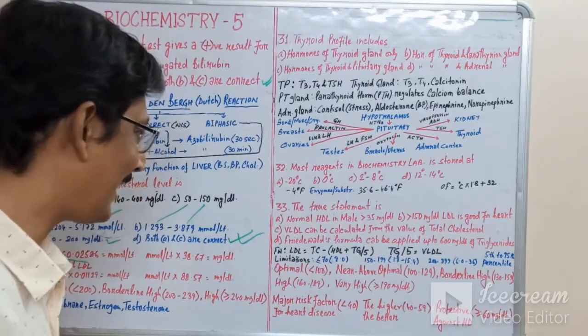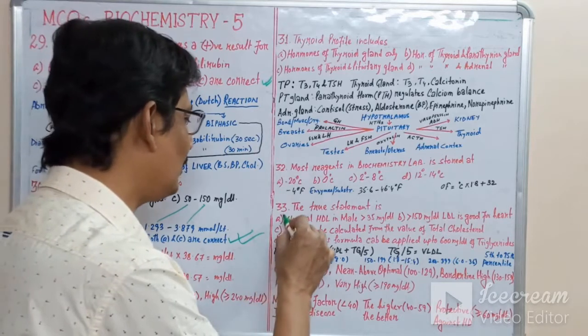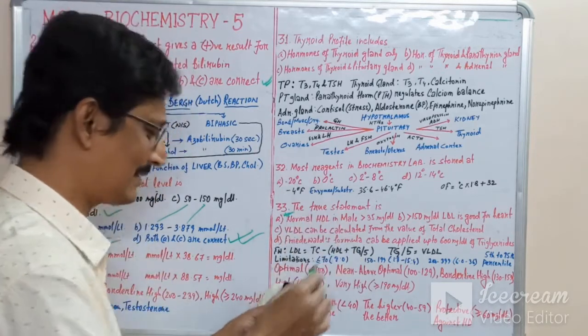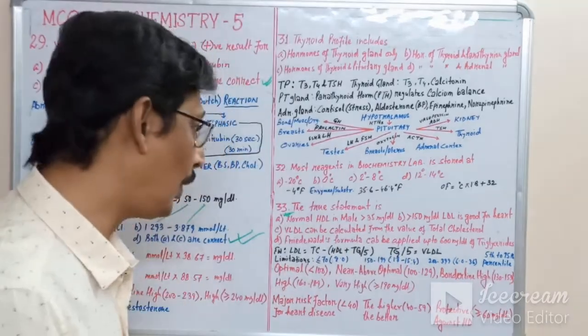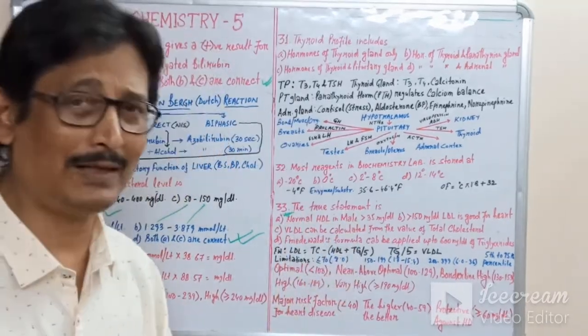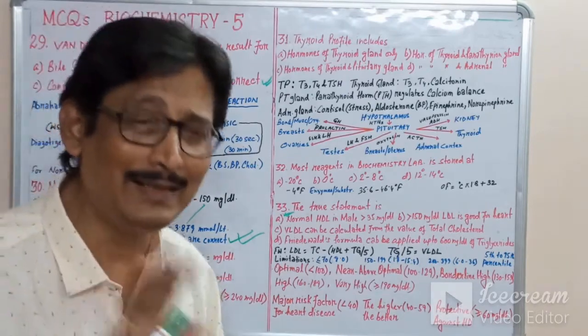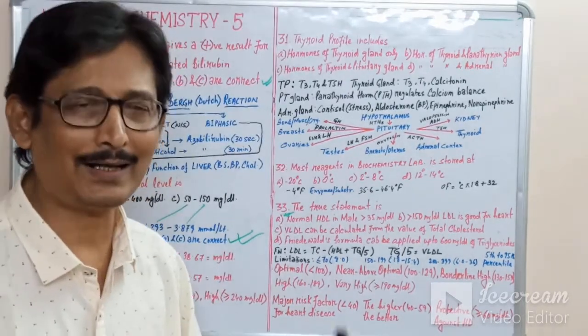So we get the right answer where the HDL value may differ, it may be 35, 40, 45. So always you have to go to the nearest answer which they are asking from you.